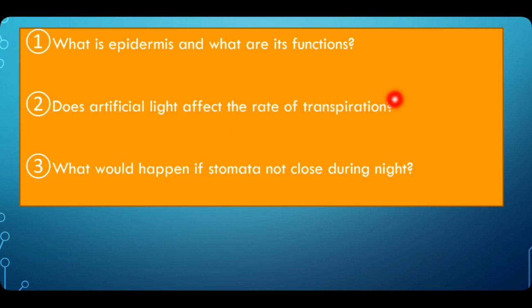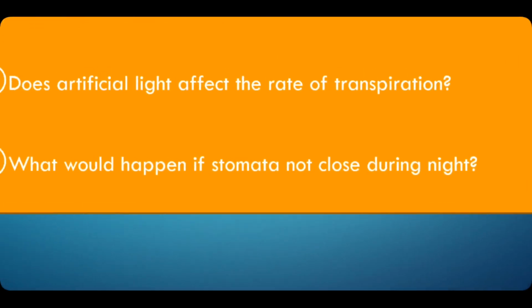It means a certain amount of transpiration increases, but the rate of increase is very low, somewhat negligible. And about fluorescent light, which is also a type of artificial light, in the presence of fluorescent light the rate of transpiration is not increased. So if it is incandescent light, like electric bulbs, some amount of transpiration may increase. Then, what would happen if stomata were not closed during night?